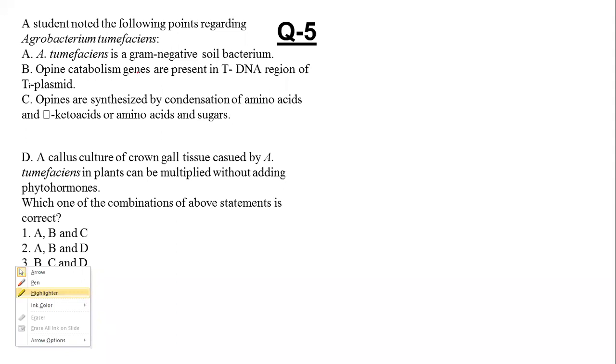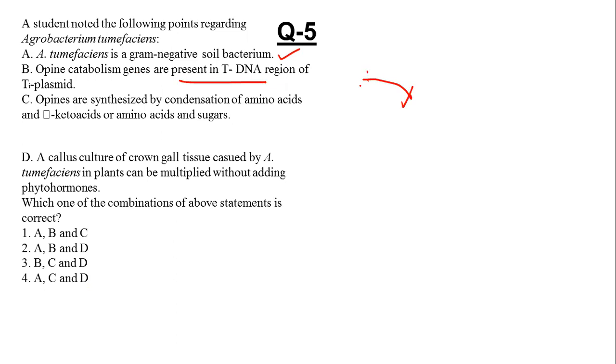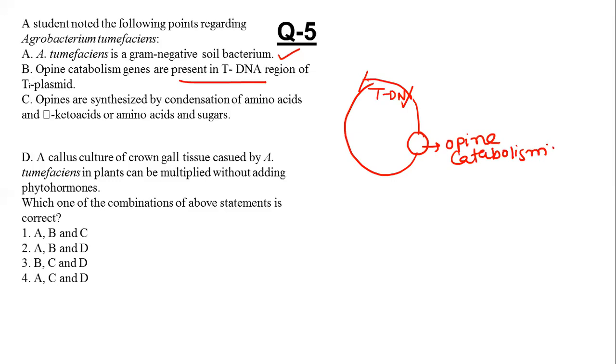Now here the student noted the following points regarding Agrobacterium tumefaciens. Agrobacterium tumefaciens is a gram-negative soil bacterium. Yes, it's a gram-negative soil bacterium. Opine catabolism genes are present in the T-DNA region of the Ti plasmid. The opine catabolism region is not present in the T-DNA region. It's outside the T-DNA. Opine catabolism genes are present outside the T-DNA region.